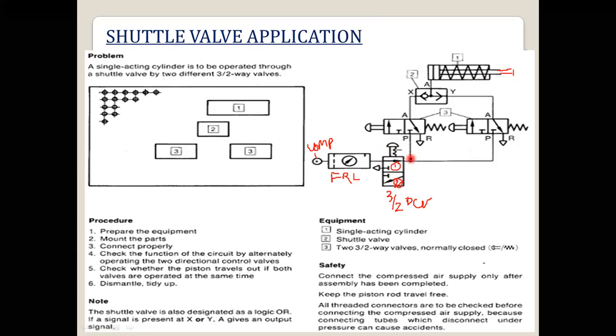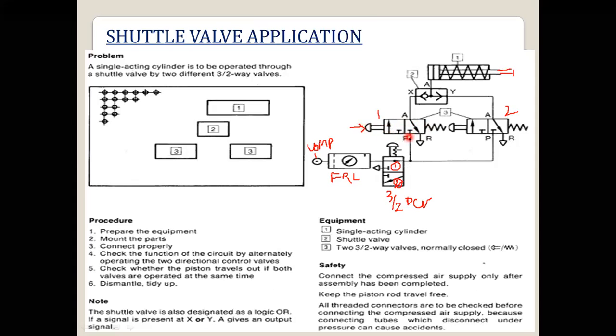So here what is happening, the air will be flowing through DCV1 and DCV2. These two DCVs are closed DCV, push button operated and spring return. So when I push this button, first operation, what will happen?